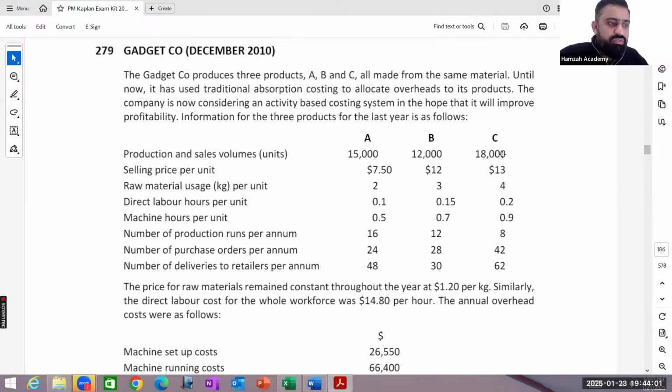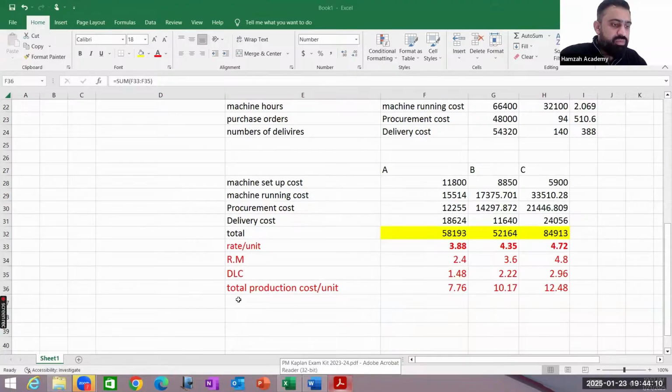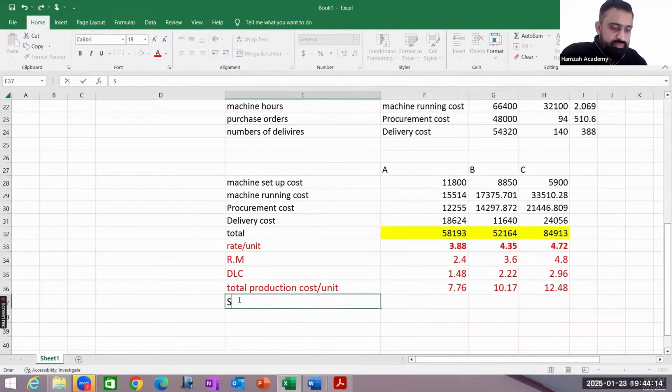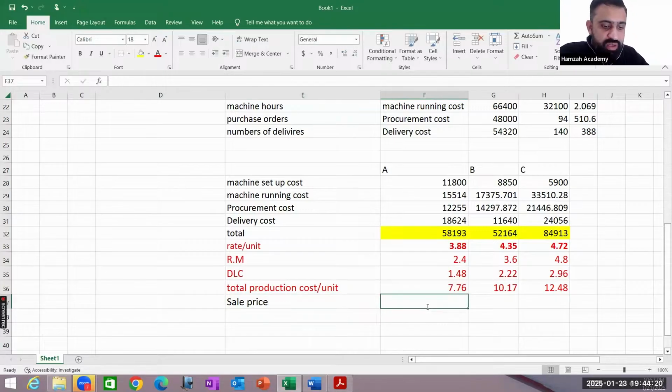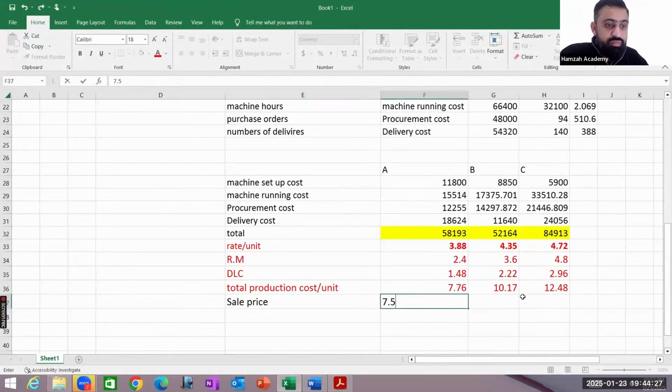Now, first of all, for that purpose, let's take the sale price of the products. For A, it is 7.5. For B, 12. And for C, it is 30.